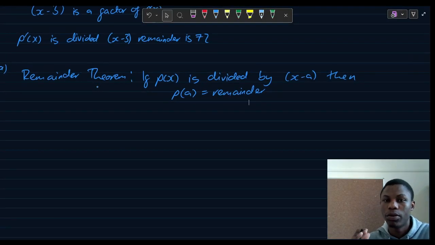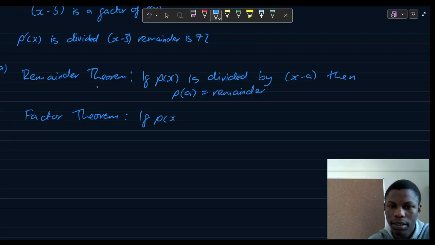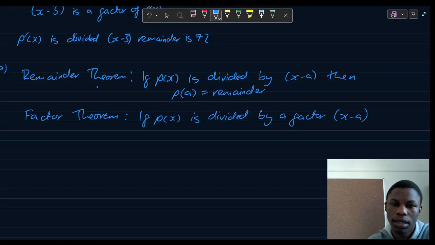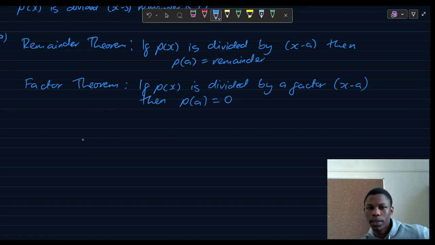Right? That is the remainder theorem. Then the factor theorem states that if p of x is divided by a factor x minus a, then p of a is equal to 0.